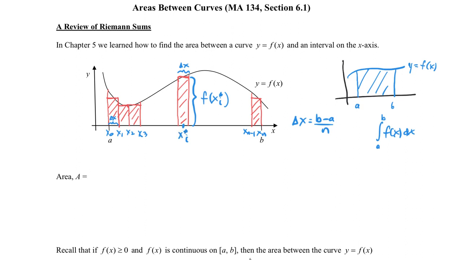And then to find the area, what we would do is just take the limit as n approaches infinity. Basically we take the limit of these Riemann sums, the sum from i equals 1 to n of f of x sub i star times delta x. Right, so this is just the sum of all of these height times base, the area of each one of these rectangles. We take the limit as n approaches infinity.